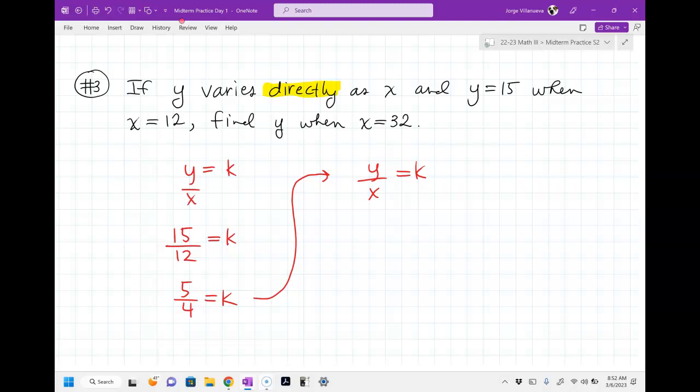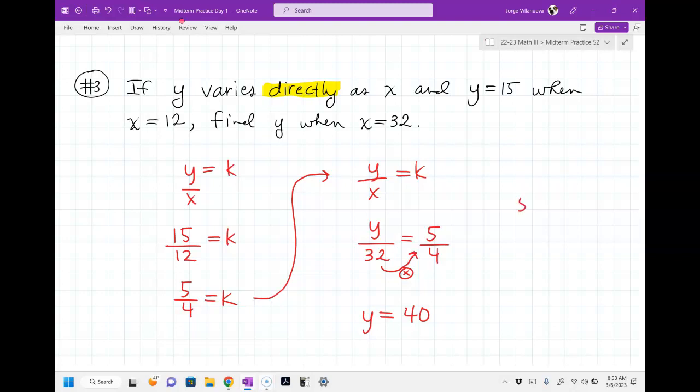Find y when x is 32. So find y when x is 32, and k is 5 over 4. Now remember, you are allowed to use calculators. So what I'm going to do is multiply 32 by the fraction, 5/4 times 32. Okay, so you punch that into your calculator if you like, or you can do it in your head. y is equal to 40.